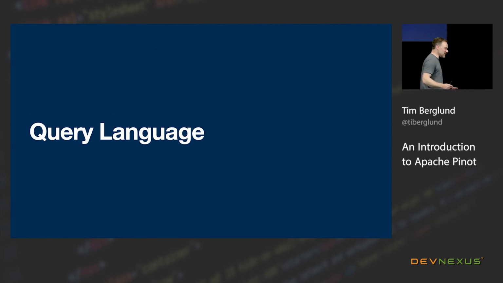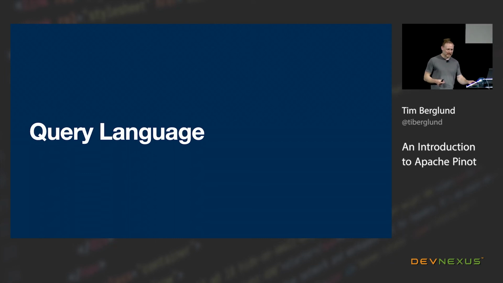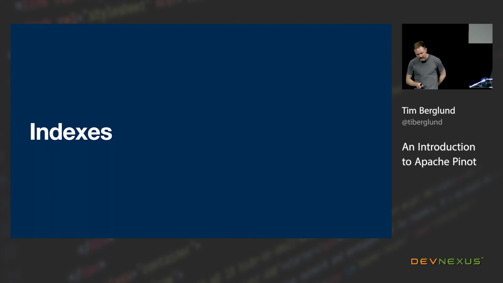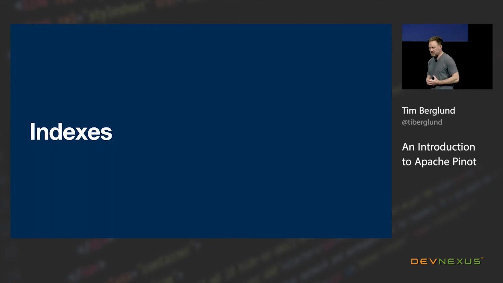The interesting thing here is, what are you supposed to do? What is the problem that this thing is solving? And do I have that problem? Before we get there, a very quick look at the index types in Pinot.